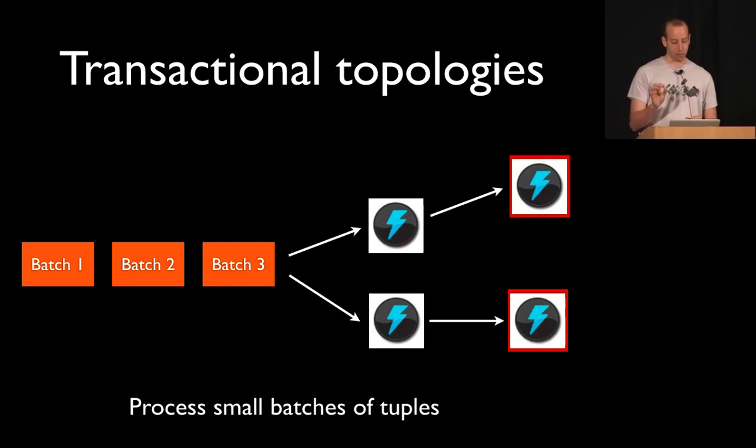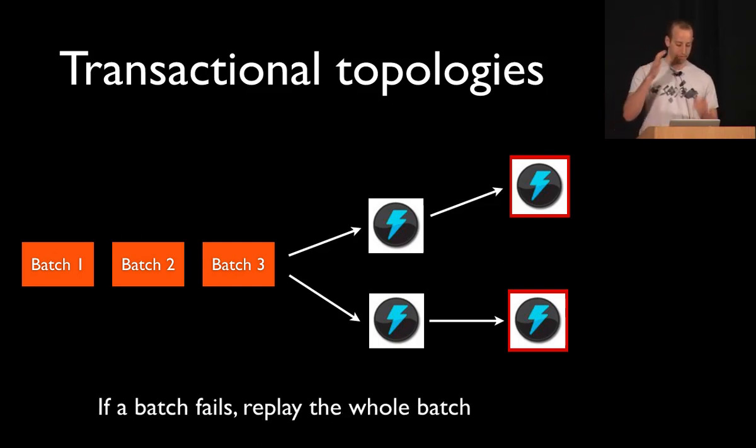Now, what transactional topologies provide that you don't have in normal topologies is a strong ordering on the commits. So the idea is that if a commit fails, you'll replay the commit, but you don't move on to the next commit until that commit succeeds.